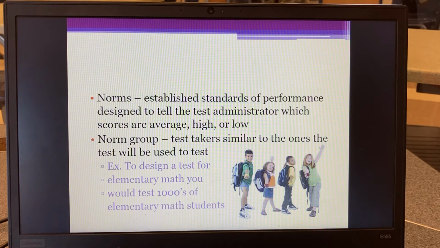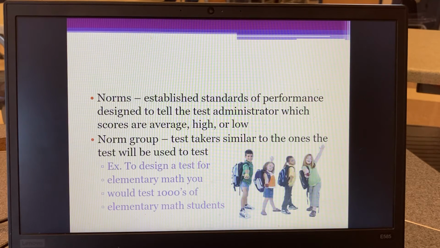Norms, that's the population. The norms, it's a standard that allows for people giving the test to figure out where the scores should be. Should they be super high because the test was too easy? Was it too hard and everybody failed? That type of stuff. And then you have your norm group.